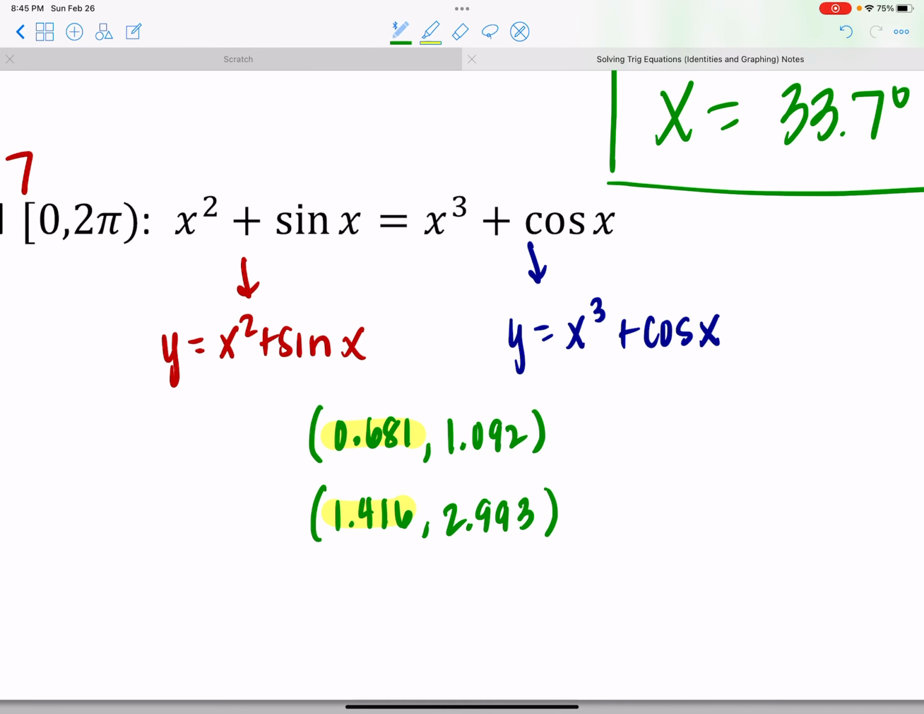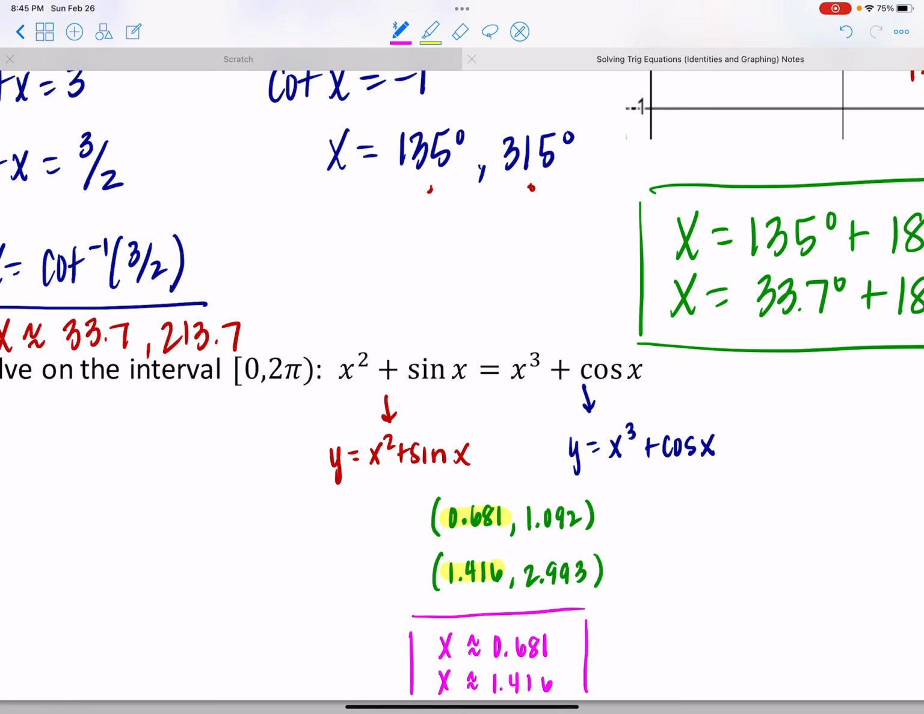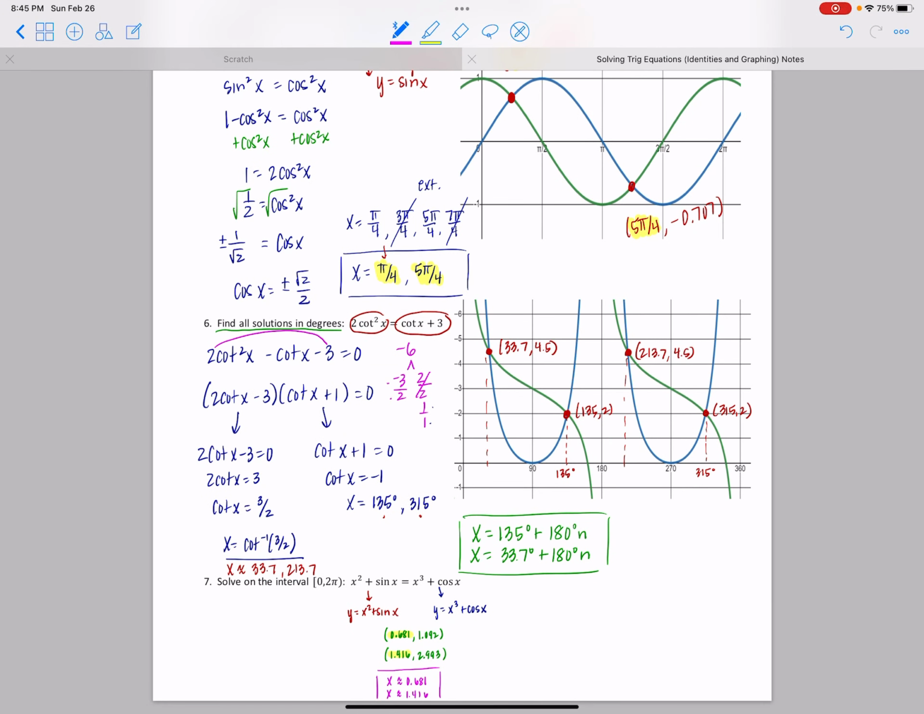So if I said solve this, you're going to say x is approximately 0.681, and x is approximately 1.416, and we did it, okay? And really the same process could have been used for every single equation that we've done here, but that work by hand is using skills we need, okay? So hopefully that makes sense, and hopefully now you have a nice option for finding your answers before you get to them, or to just get them by graphing if that's what you're asked to do.